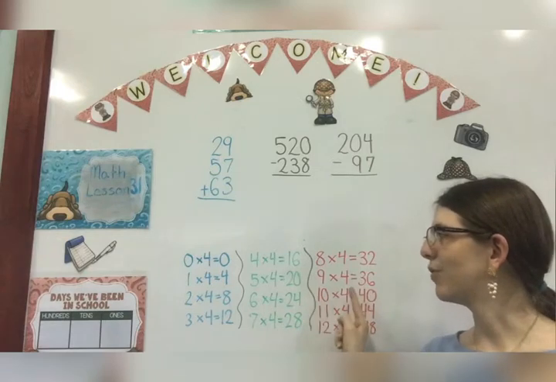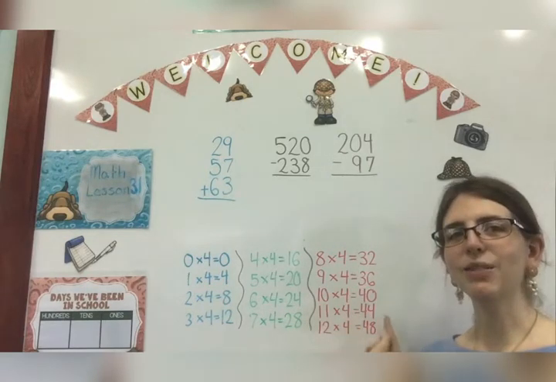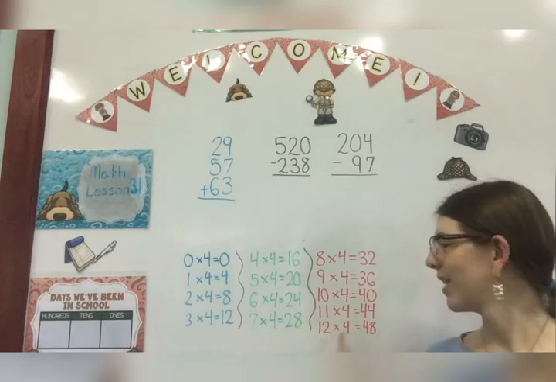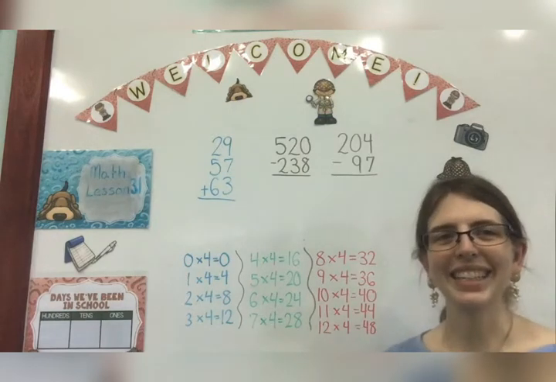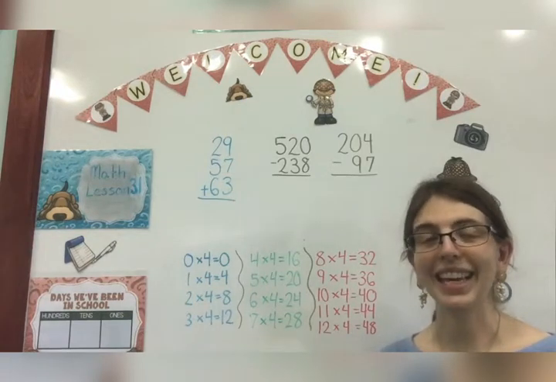9 times 4 equals 36. 10 times 4 equals 40. 11 times 4 equals 44. 12 times 4 equals 48. Nicely done. For our lesson today, we're talking about checking addition.